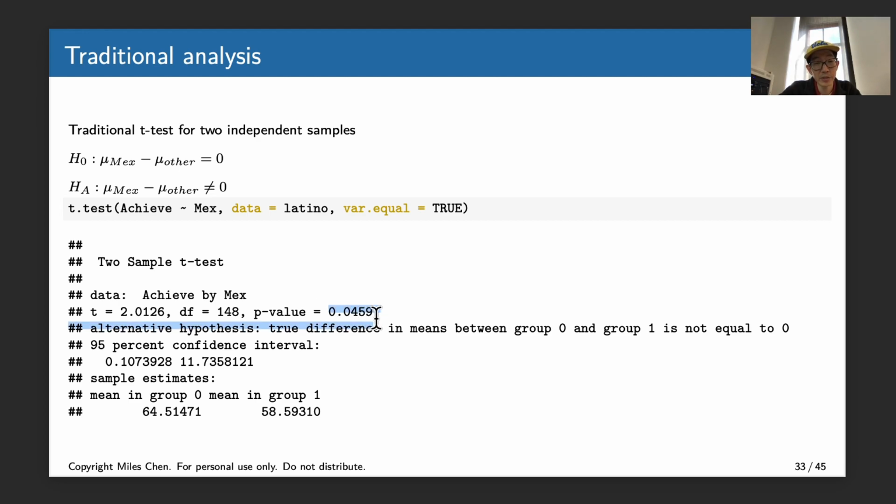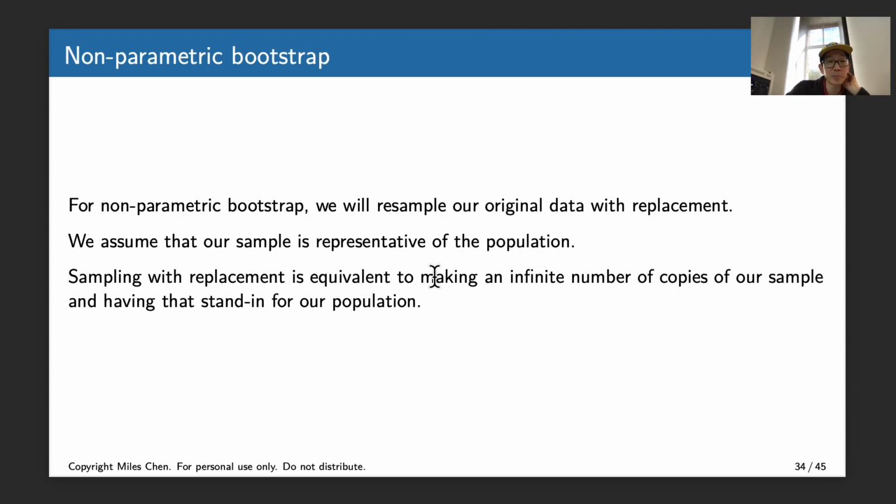And here we get a p-value of 0.04597, so just under 5%. So if we're using a significance level of 5%, we'd say our p-value is just under 5%, so I guess we'd reject the null hypothesis, and we have some evidence that the means aren't the same. But again, we're barely on that cusp of is it significant or not. You'd probably want to do further analysis. Okay, but let's try non-parametric bootstrap.